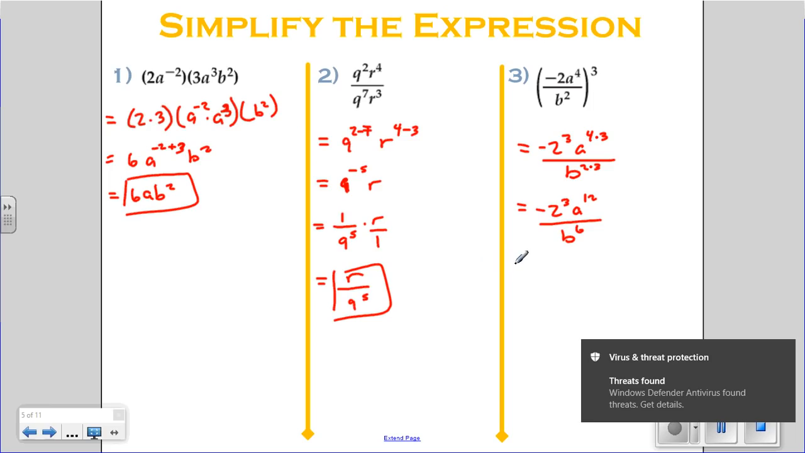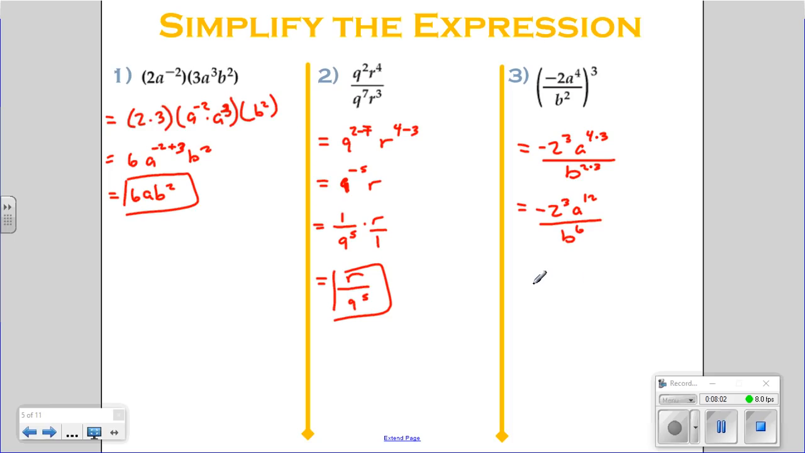You can leave your answer like that and it's fine, or you can go ahead and find negative 2 to the third power. You might want to write that out. That's negative 2 times negative 2 times negative 2, right? So negative 2 times negative 2 is positive 4. Positive 4 times negative 2 is negative 8. So negative 8, a to the 12th over b to the 6th.